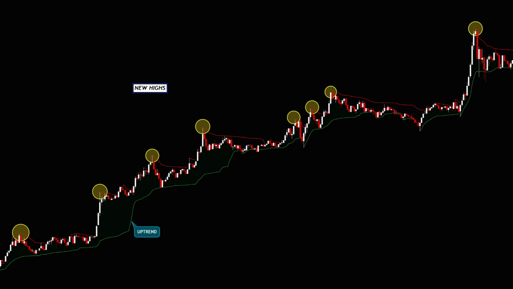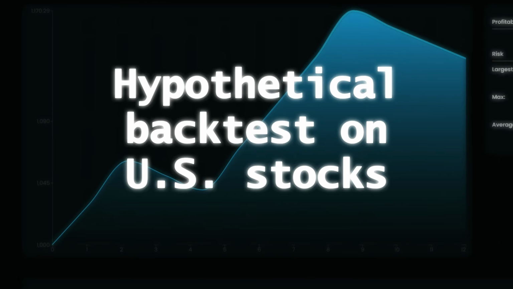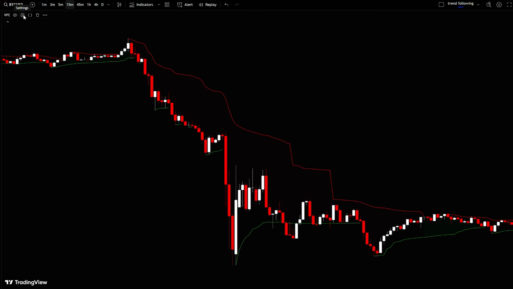Stick around, because in a few moments, I'm going to show you a small tweak that makes VWAP work even cleaner. Something most traders completely miss, and this tweak matters a lot, especially when we run the hypothetical backtest on US stocks later.